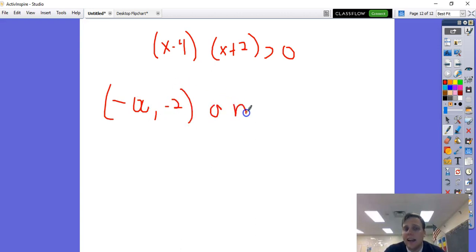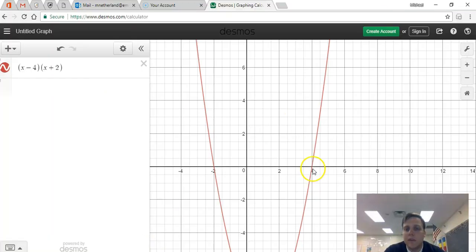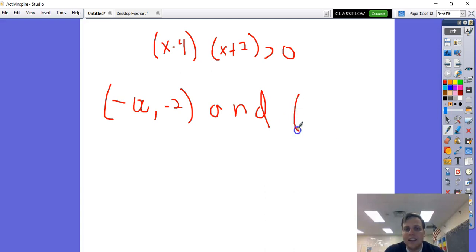And then there was that second interval, right? There was that second set. That was from 4, and it kept going, right? Y just continues to be positive, positive, positive on for eternity. So from 4 to infinity. That's right. From 4 to infinity. It's just that easy on the graphing way. It really is. But to me, it's boring easy, okay?